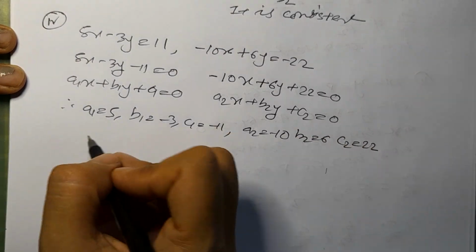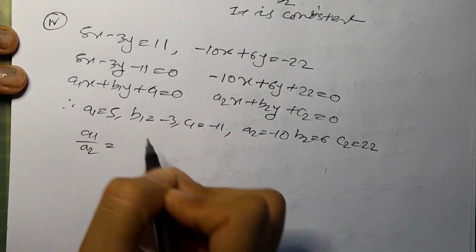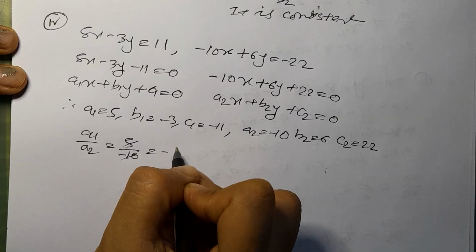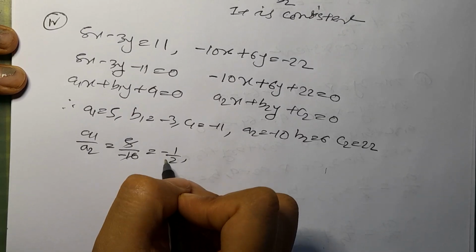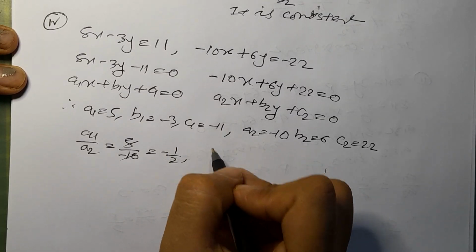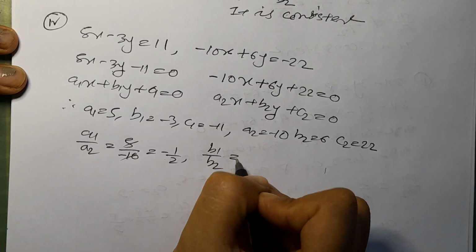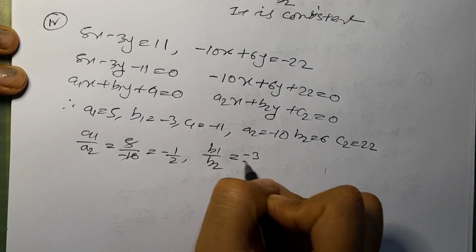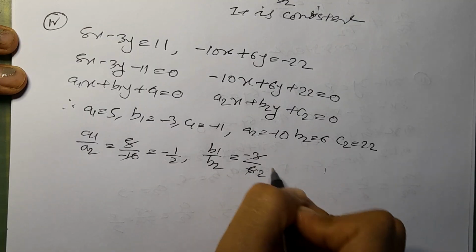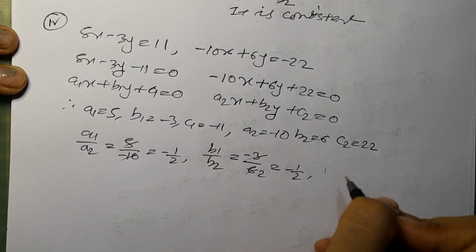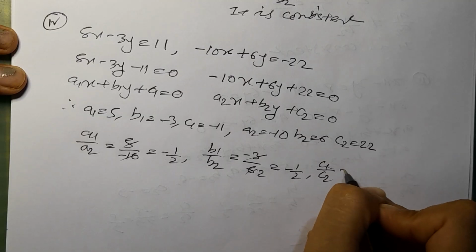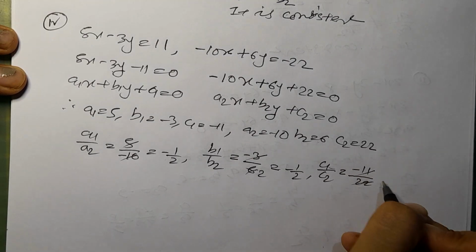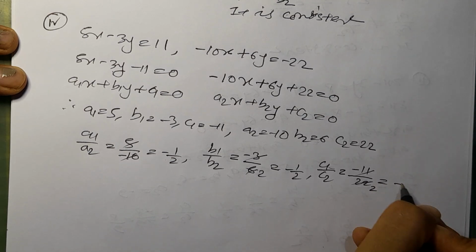Now we need the ratio, that is a1 by a2 equal to 5 divided by minus 10. Cancel it, it will give minus 1 by 2. Minus you can write in the middle, in the down, or in the top, it will remain the same. Now b1 by b2, that is minus 3 by 6. We can cancel it, so here also we got minus half. Now c1 by c2, c1 is minus 11, c2 is 22, that will cancel, so that also gives minus 1 by 2.